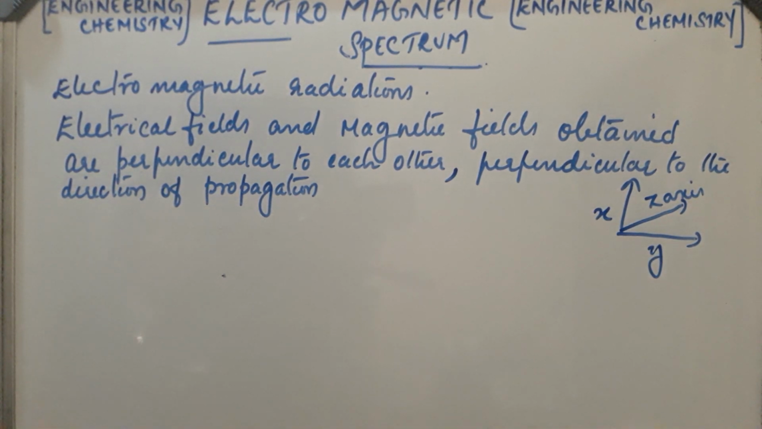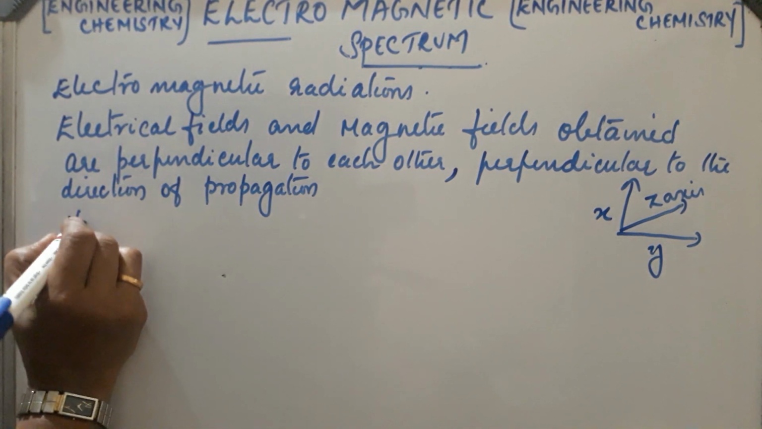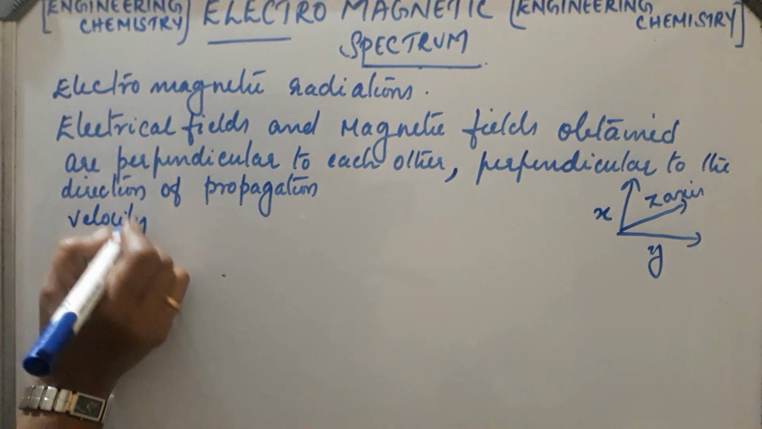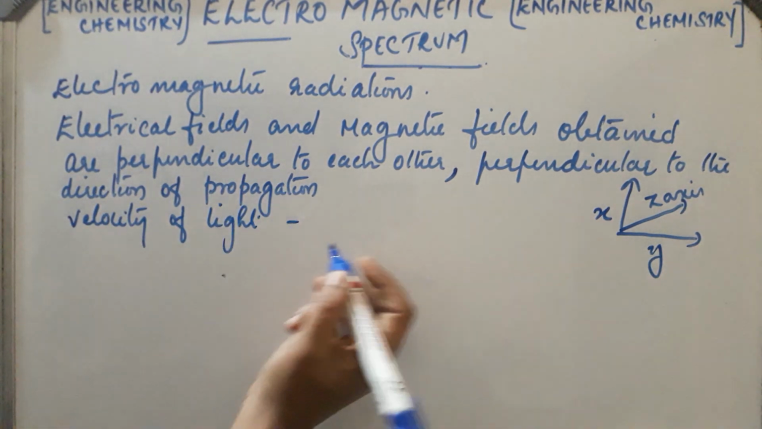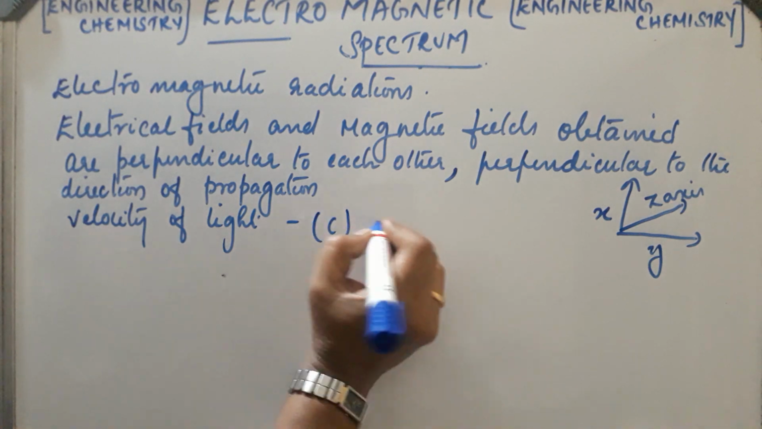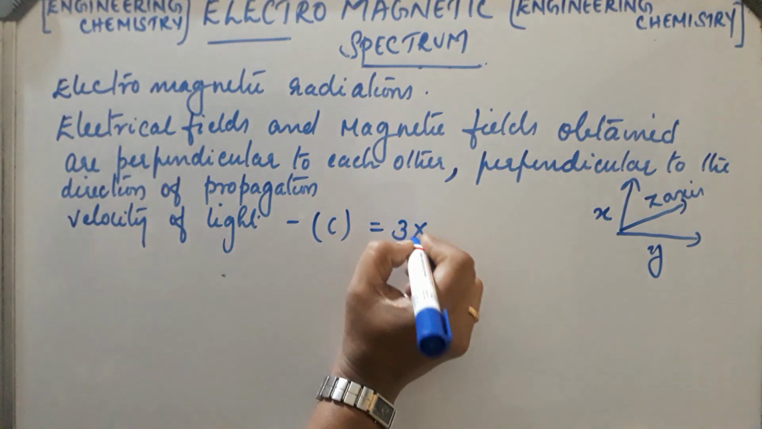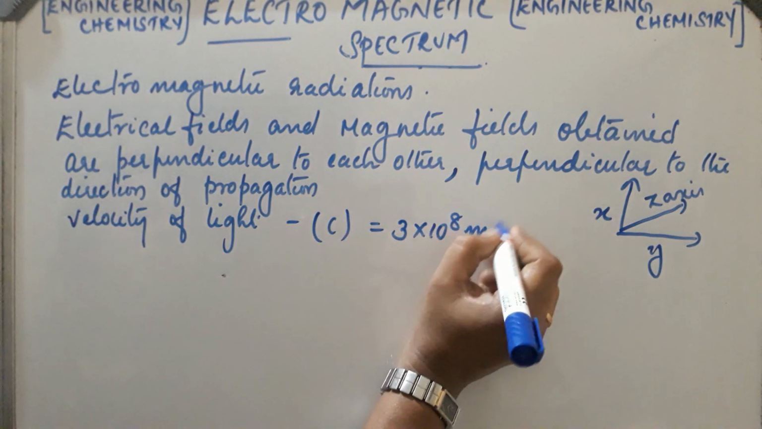Now, these electromagnetic radiations travel with the velocity of light in vacuum, and the velocity of light is represented as c, which is equal to 3 into 10 raised to 8 meter per second.